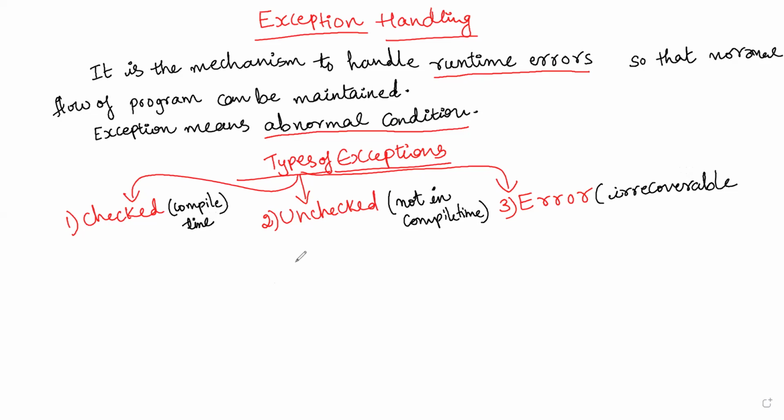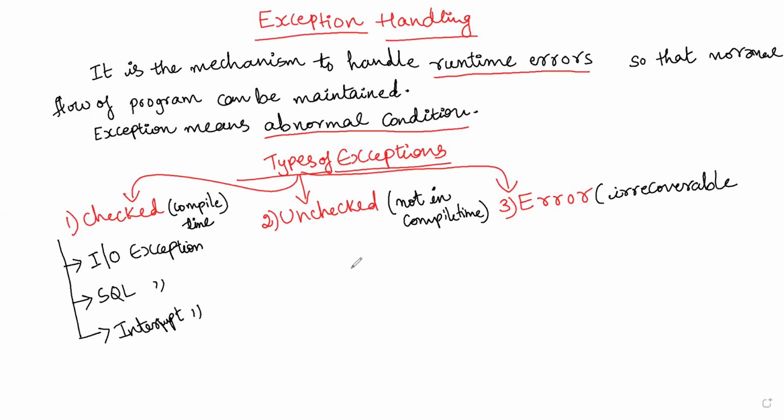Now the examples for checked exceptions. The first is input output exception. The second is SQL exception. The third is interrupted exception. So remember, there are three examples in checked exceptions: IO exception, SQL exception, and interrupted exception.